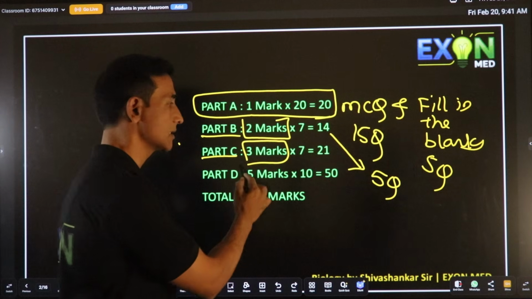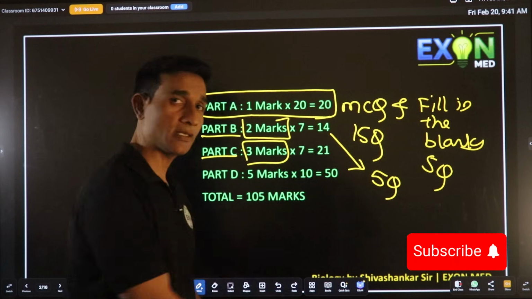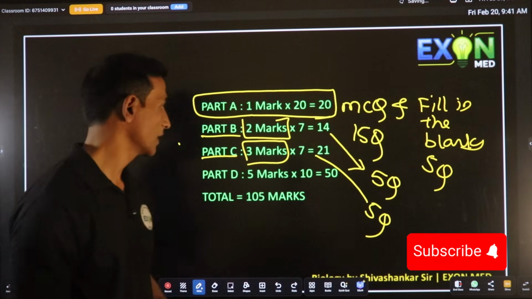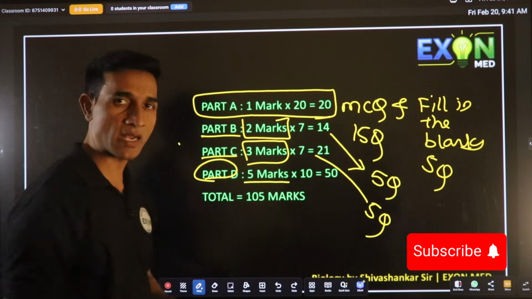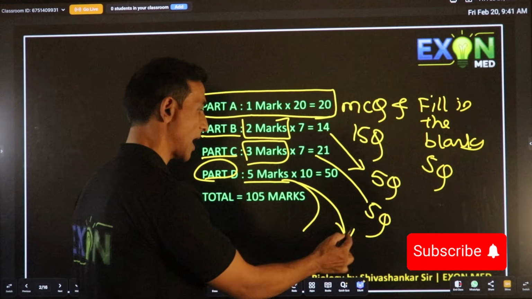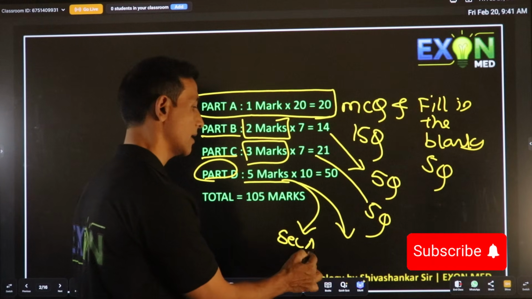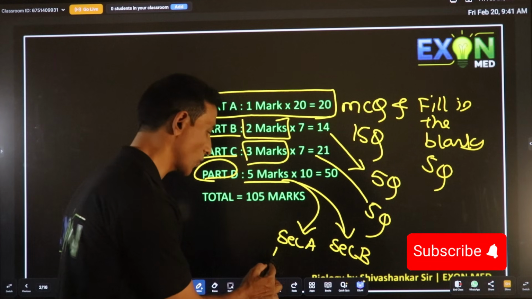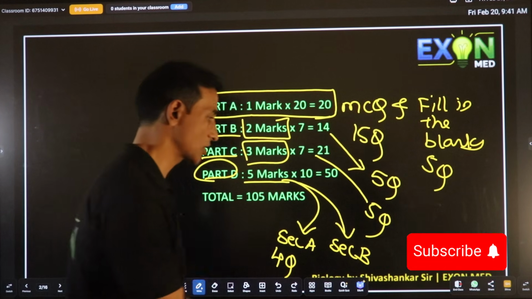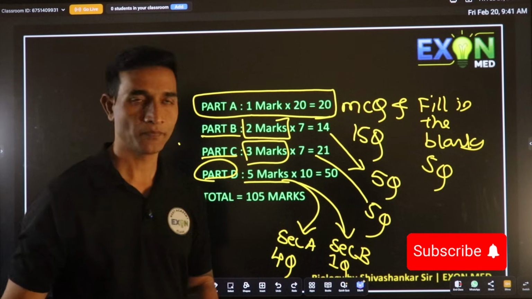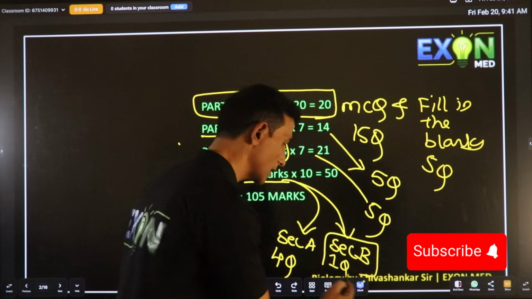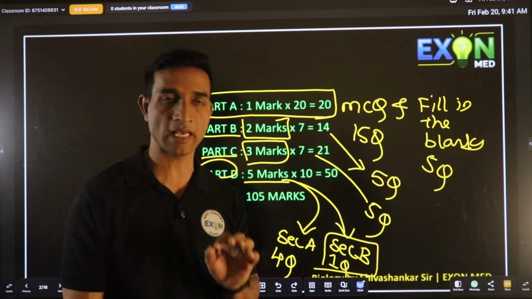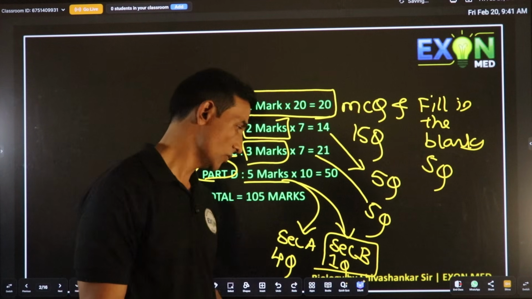Part C is for 3 marks. Again, there are 7 questions and you have to attempt only 5 questions. And Part D is for 5 marks, which is split into 2 parts as Section A and Section B. In Section A, you have to attempt only 4 questions and in Section B only 1 question. Section B has 3 questions which are higher order thinking questions, which we call HOT questions. You have to attempt only 1.